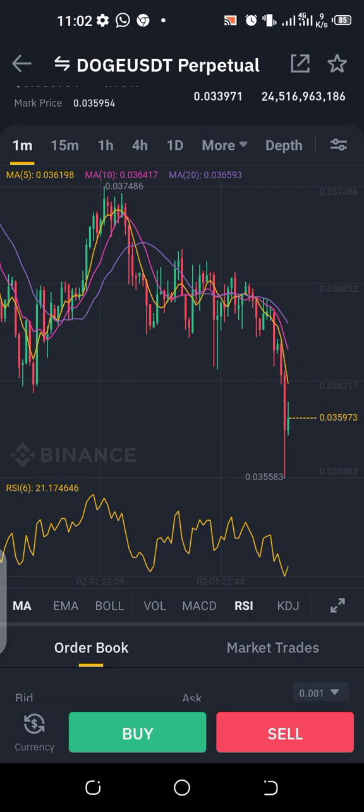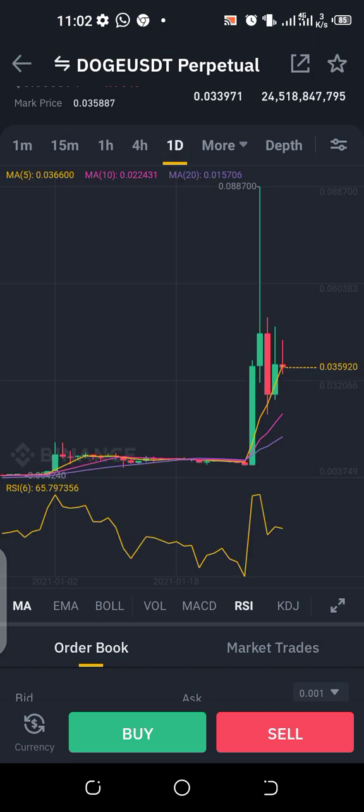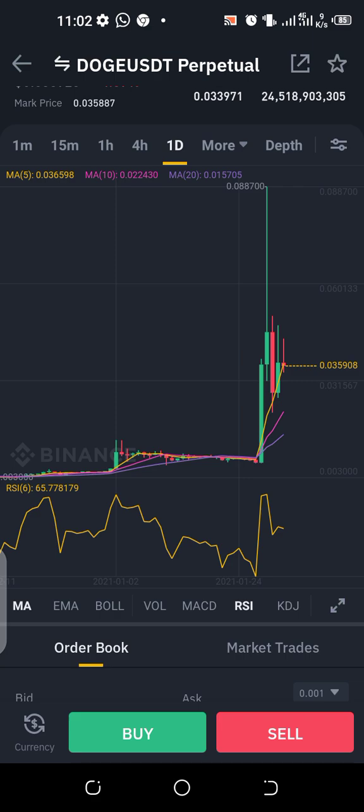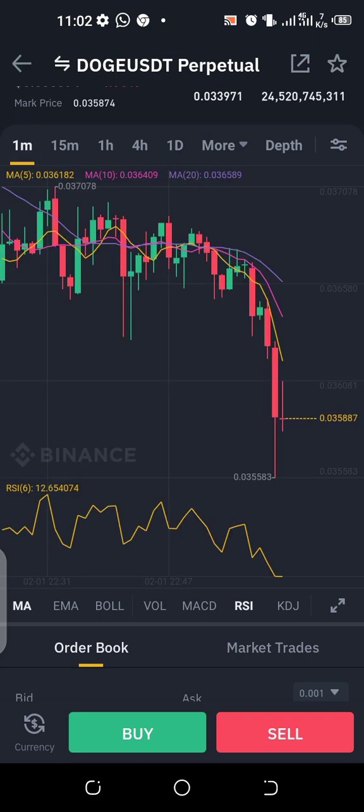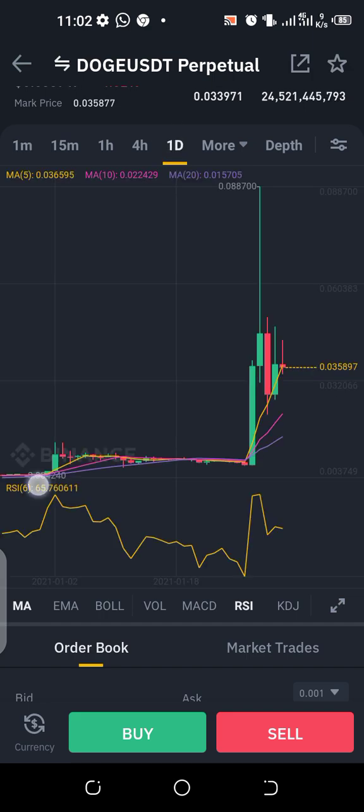But that is when you're looking at it in a particular time frame. Right now you're looking at it minute by minute, so it looks like it's oversold. It's low right now. The RSI is quite low. It's approaching 10. But if you look at the 1 day chart, the RSI has changed. The RSI here, on the 1 minute chart, is 12 point something. On the 1 day chart it is 65.